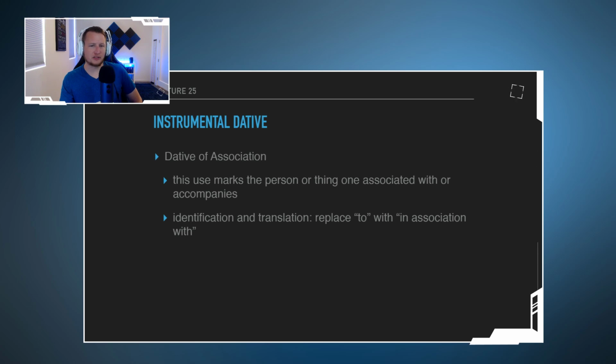Now there's the instrumental dative. This is the dative of association. This marks the person or thing one is associated with or accompanies. You identify it and translate it by replacing "to" with "in association with." You might see this a lot in the Gospels or in Acts or in Paul's greetings or closings when he's talking about traveling with his companions.